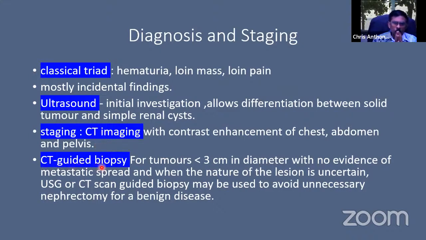CT scan guided biopsy for tumors less than 3 centimeters in diameter and with no evidence of metastatic spread, and when the nature of the lesion is uncertain, then ultrasound or CT scan guided biopsy may be effectively used to avoid unnecessary nephrectomy for a benign disease.